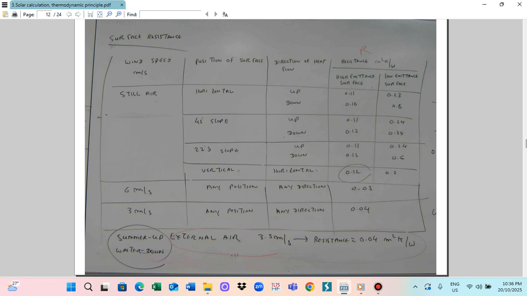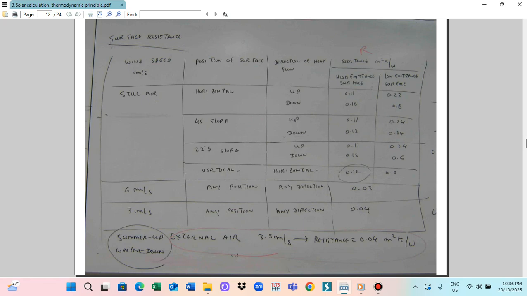In this case, if the surface position is horizontal and heat flow is up, the resistance is 0.11 for a high emittance surface, and that is for the low emittance surface. When the heat flow is down, the high emittance surface is 0.16 for the resistance, and 0.8 for the low emittance surface. For a 45 degree slope, we give the formula value 2.5 and for a vertical surface, air can only move and heat can only flow horizontally. For the high emittance surface, our value is 0.12, and for the low emittance surface, our value is 0.3.